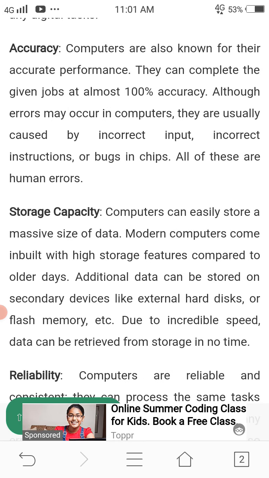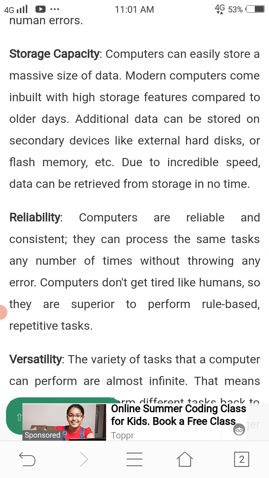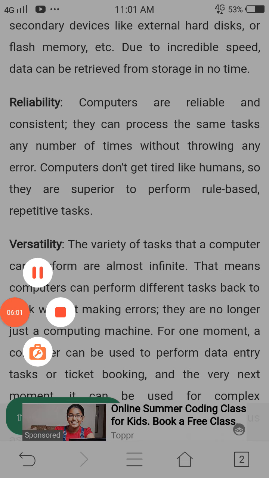The next characteristic is storage capacity. A computer can easily store a massive amount of data. Reliability: computers are reliable and consistent. They can process the same task any number of times without throwing any error. Computers don't get tired like humans, so they are superior at performing rule based repetitive tasks. So all these are the characteristics of the computer.